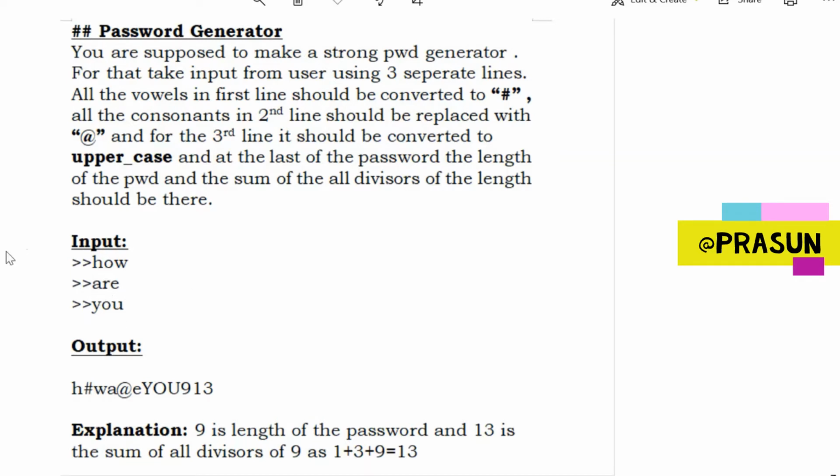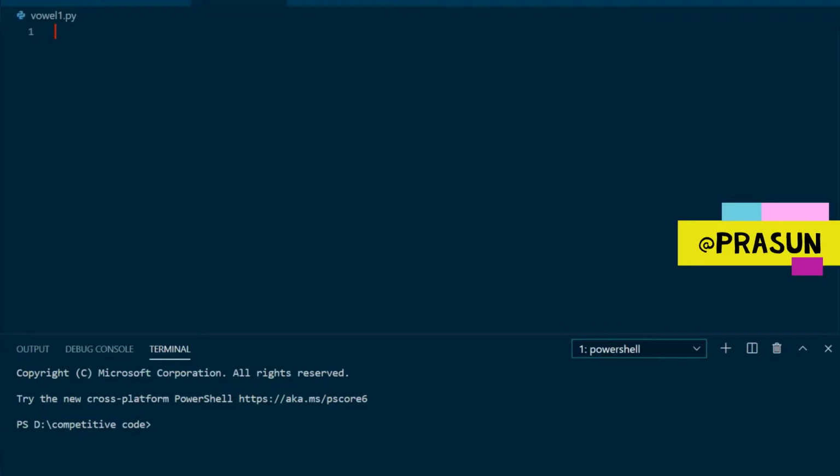Same for the second string, you will check each and every character in that string, and when you see that the character is a consonant, you will replace that character with @ symbol, and after that you will merge them in a line and show the output. So our first task is to complete up to this uppercase, and this 9 and 13 we will look after that. Okay, so let's go to our editor and start coding.